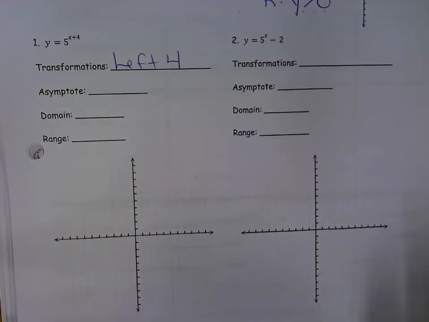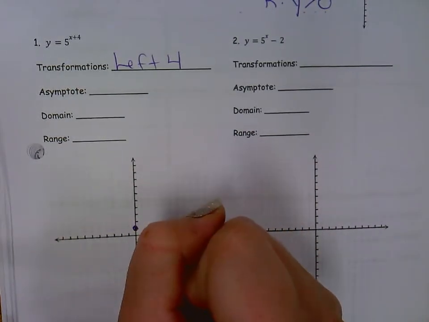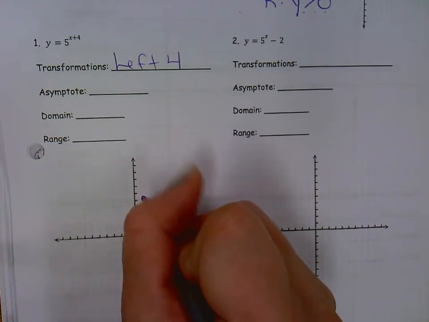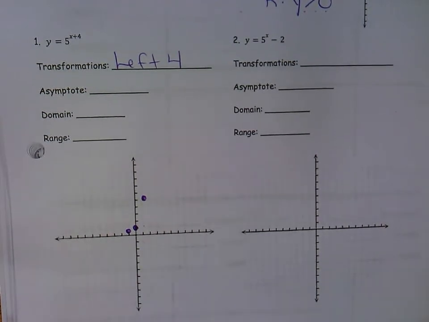To me, it's easier to plot the original parent function first because I know it's 0, 1, 2, 3, 4, 5, 1, 5, and this would be -1, 1/5. Then I can just take those 3 points and count left 4 without having to do it in my head. So I would just dot in on every single graph those 3 points. Why did I skip 2? Because 2 is 5 squared, which is 25. It's not 10, right? 5 squared is 25. So it's shooting up so fast, it's off my graph. Don't graph 2, 10. That's a common mistake.